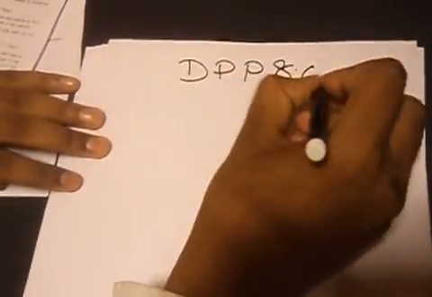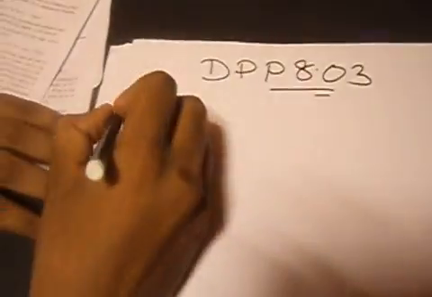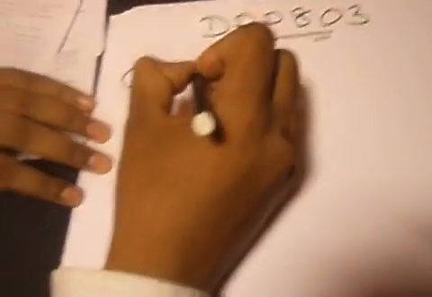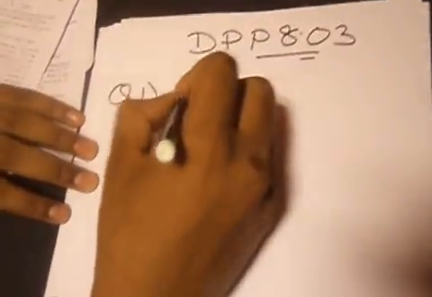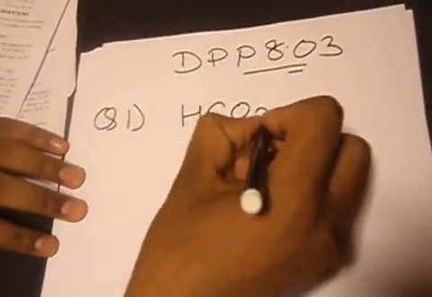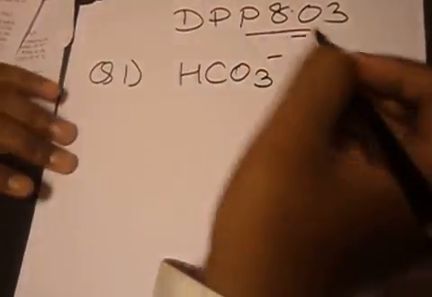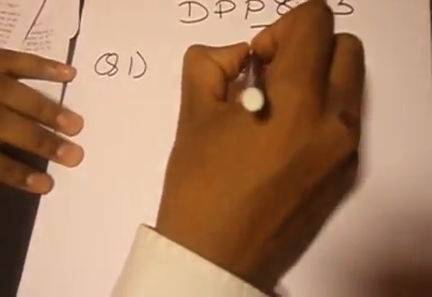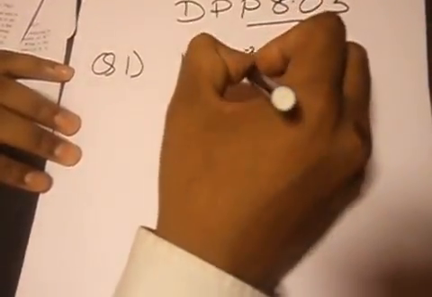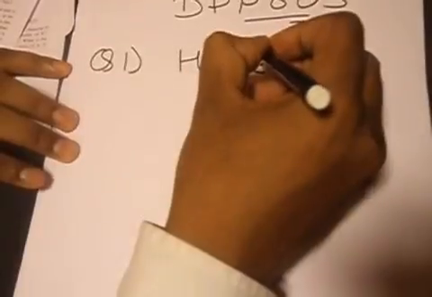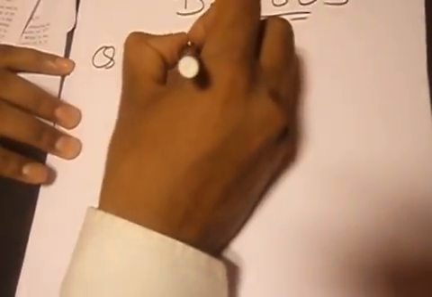8.03. Question number 1. I need to look for the oxidation state of carbon in bicarbonate ion. Oxygen, being the most electronegative element, will exist in its most preferable oxidation state of -2. Hydrogen will exist in +1.